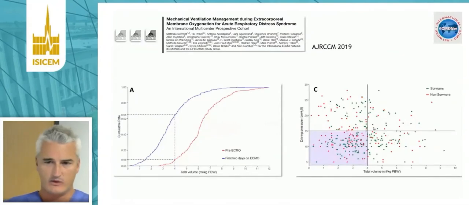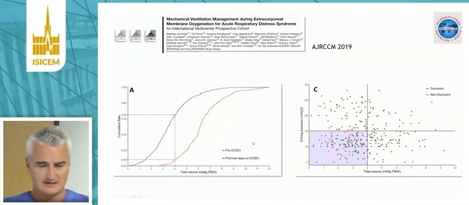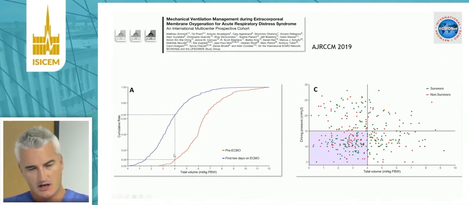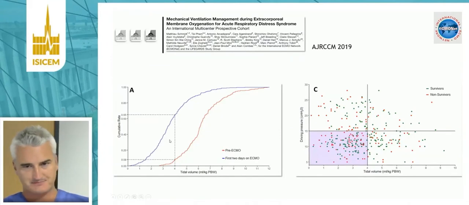And regarding the volume, if you look at what the practices are on VV ECMO in a large international cohort, you see that before ECMO, the red line, targeting a tidal volume lower than 4 milliliters per kilogram was done in only 8%, and this percentage increased up to 65% of ECMO patients receiving a tidal volume below 4 ml per kilogram.